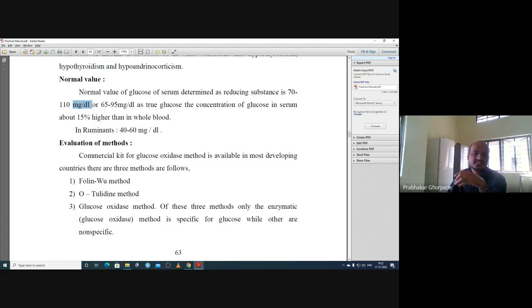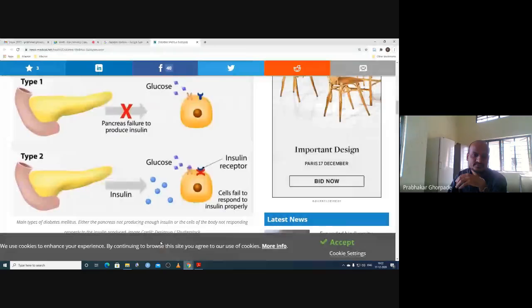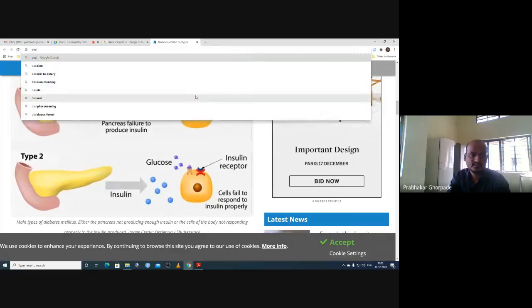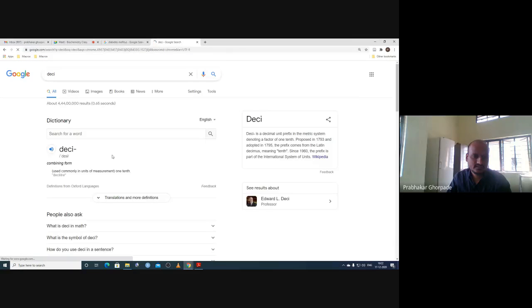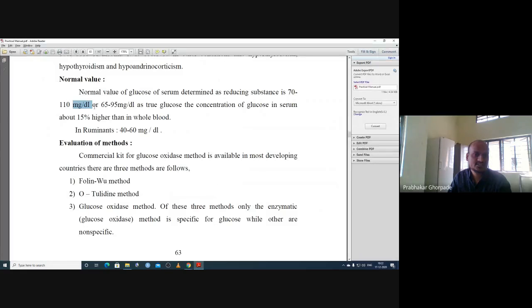Deci is one tenth. One tenth of a liter is 100 ml. So this is 70 to 110 milligram per deciliter. This is the normal glucose concentration, and this is the true glucose concentration, 65 to 95 milligram per deciliter. The glucose concentration in the serum is about 15% higher than in whole blood.